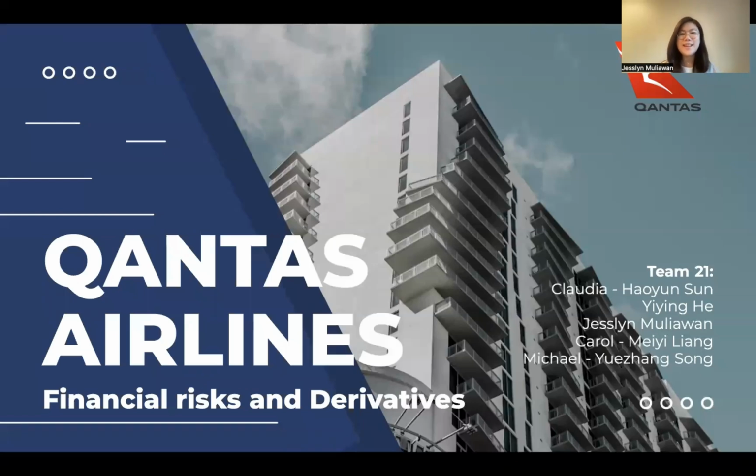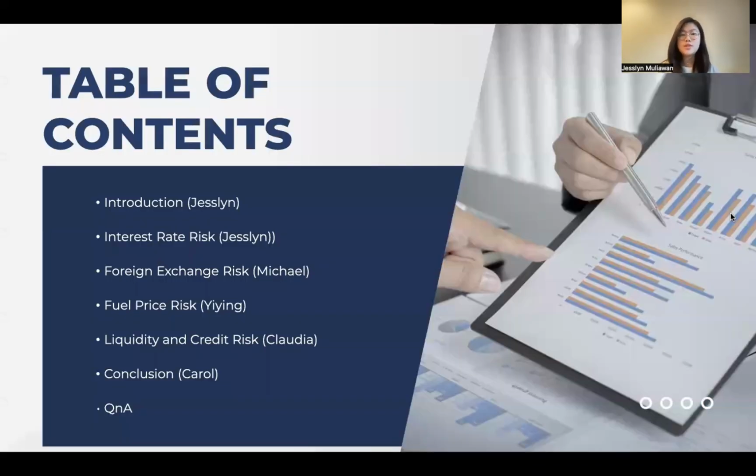Hi everyone. Today we will be discussing the use of derivatives in the airline industry during the pandemic, focusing on Qantas Group as a representative. The Qantas Group mainly apply derivatives to control risk exposures related to interest rate, exchange rate, and fuel price. Credit and liquidity risk are managed with other financial instruments.